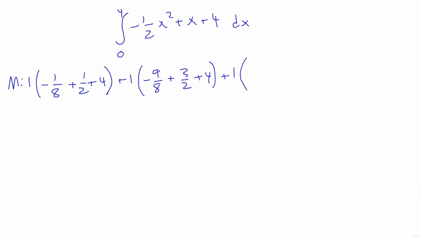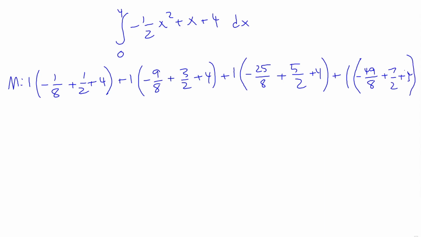And then we're going to have 1 times what we get when we plug in 5 halves, which is going to be 25 fourths times the negative 1 half, so negative 25 eighths, plus the 5 halves, plus the 4. And then the last one here is going to be 1 times what we get when we plug in 7 halves. That'd be 49 fourths times the negative 1 half, which would be negative 49 eighths, plus the 7 halves, plus the 4. All right, and so then we'll just do the arithmetic on all of that.